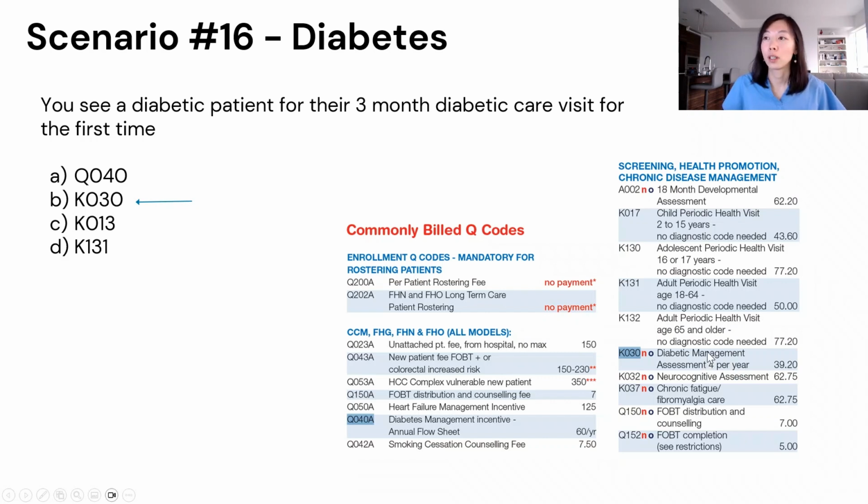And let's say if you saw a patient more than 3 times with this particular code, you can now, if you're in a patient enrollment model, you can add on this bonus Q040, which gives you an extra $60.